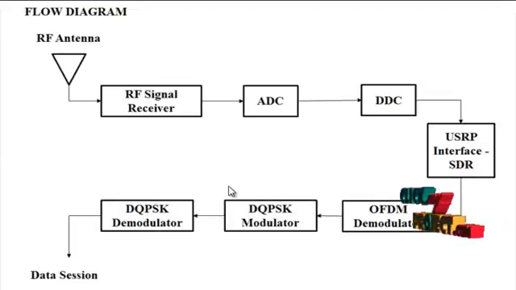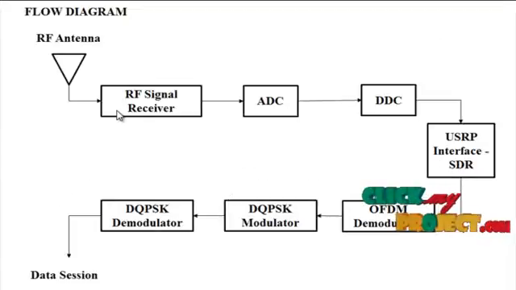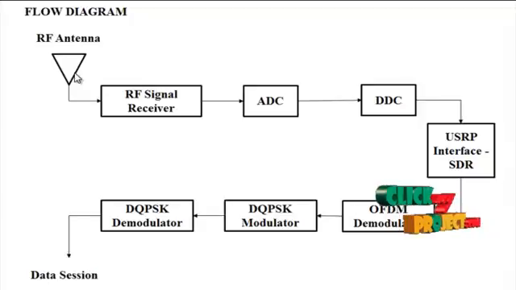Let me discuss the flow diagram for our process. Initially, the RF antenna receives the RF signal. In the RF receiver, an RF module is a small electronic device used to transmit or receive radio signals between two devices. In an embedded system, it is often desirable to communicate with another device wirelessly.